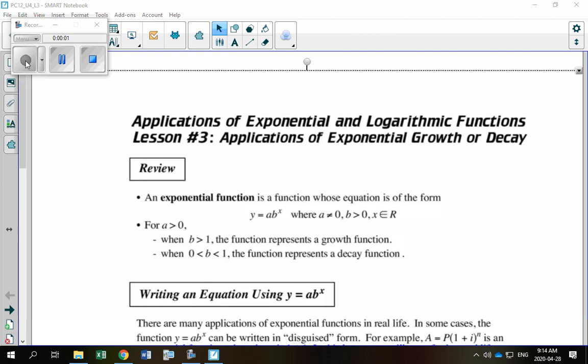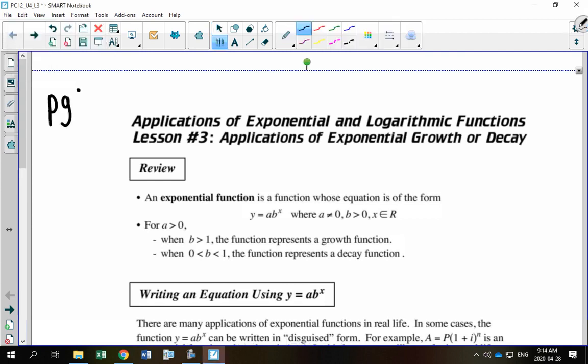Hi, Math 30-1. Today we're going to go into Lesson 3 from applications of exponential and log functions. So we're going to talk about applications with exponential growth and decay. This is found in your workbooks on page 249.